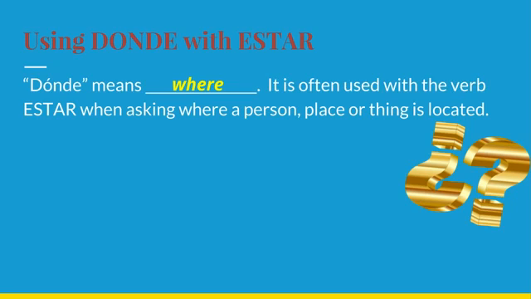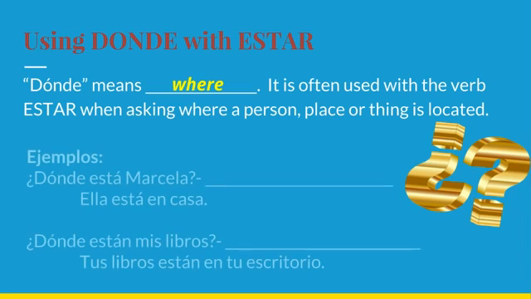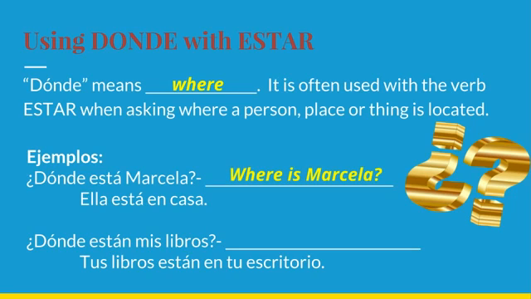And then obviously, if you're talking about where, you're talking about location, which is what estar is all about. So it is often used with the verb estar when asking where a person, place, or thing is located. So we've got a couple examples. ¿Dónde está Marcela? Where is Marcela? And then our answer, ella está en casa, she's at home. ¿Dónde están mis libros? Where are my books? And the answer, tus libros están en tu escritorio. Your books are in your desk, or on your desk, either way.